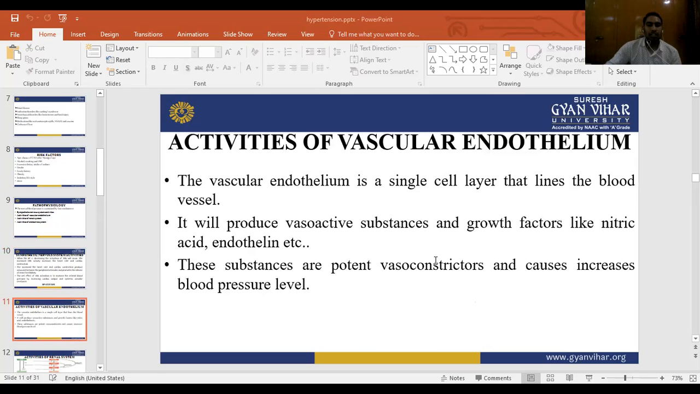Second is activity of the vascular endothelium. The vascular endothelium is a single cell layer that lines the blood vessels. It produces vasoactive substances and growth factors like nitric oxide and endothelin. These substances are potent vasoconstrictors and cause increased blood pressure levels.